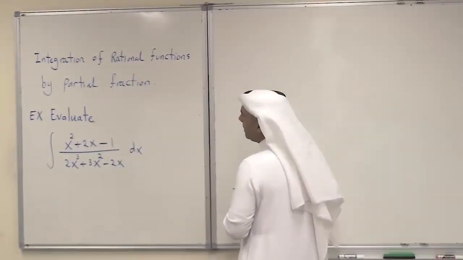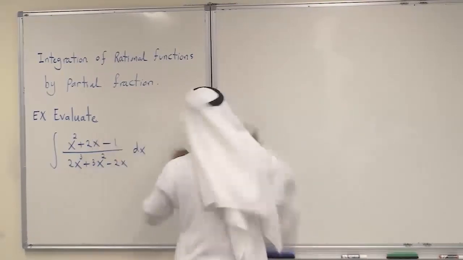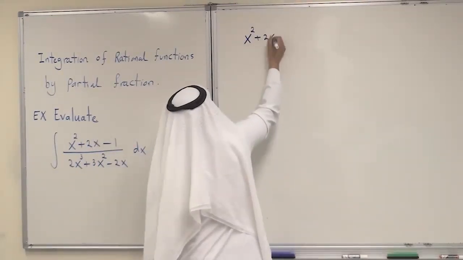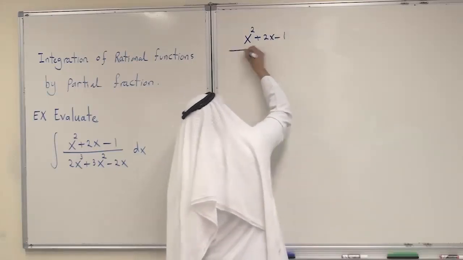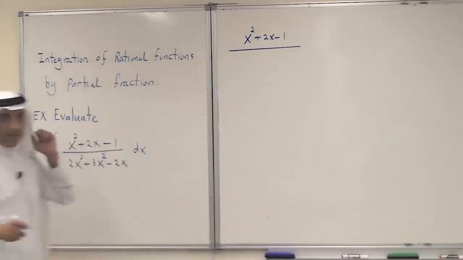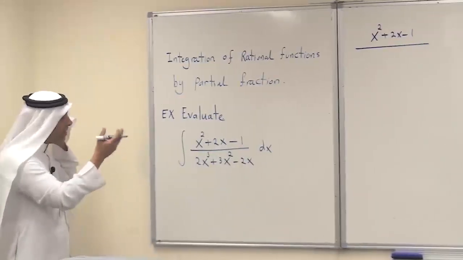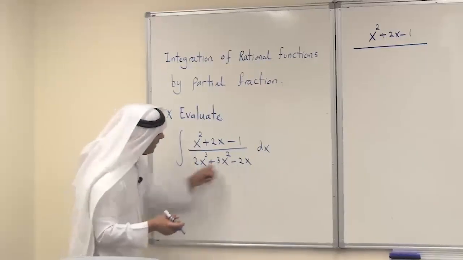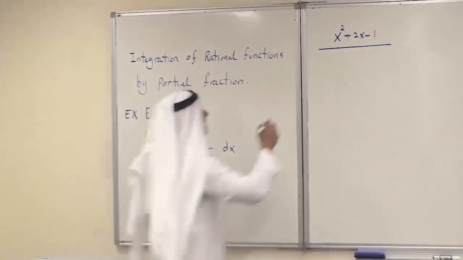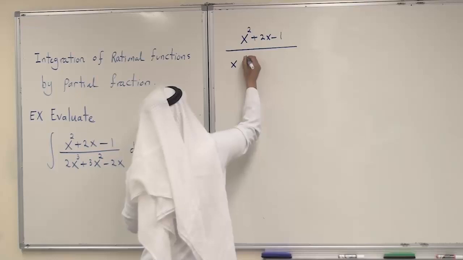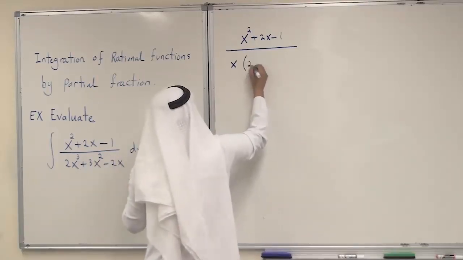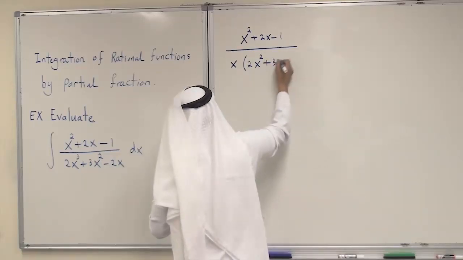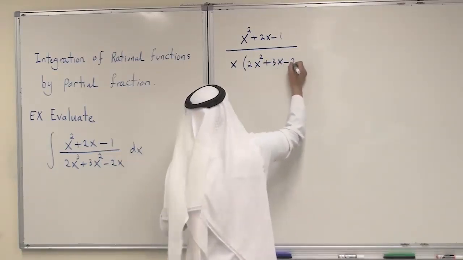As a first step, I need to take my integrand x squared plus 2x minus 1, and I start factoring the denominator, because our case here is depending on the shape of the denominator. So as the first step, I will take here x common factor. What do we get is x times what? That will be 2x squared, okay, plus 3x, and finally we have minus 2.